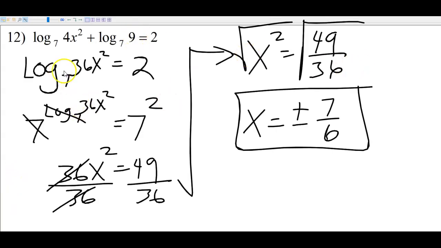All right, so here's the result. We're adding, so this time you would multiply the 4x squared by the 9 to get 36x squared. Exponentiation gives us 36x squared equals 49. Division gives us this, and then we square root both sides to get positive and negative 7/6. And both of those numbers, when you plug them in, you square them, they're going to become positive. Times 4 is still positive, so we're good to go.